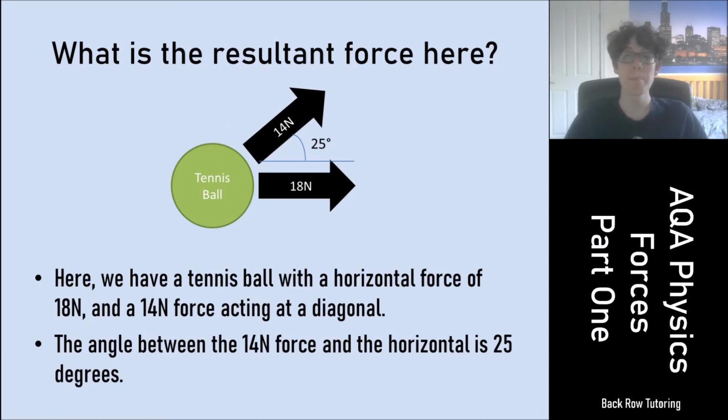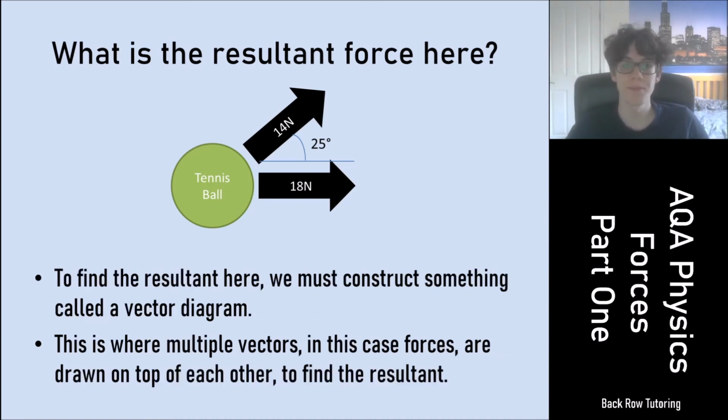We'll have a tennis ball with an 18 Newton force to the right and a 14 Newton force 25 degrees from the horizontal direction. Here we have a tennis ball with a horizontal force of 18 newtons and a 14 Newton force acting at a diagonal. The angle between the 14 Newton force and the horizontal is 25 degrees. To find the resultant here, we must construct something called a vector diagram. This is where multiple vectors, in this case forces, are drawn on top of each other to find the resultant.